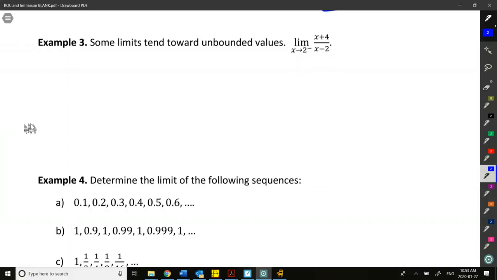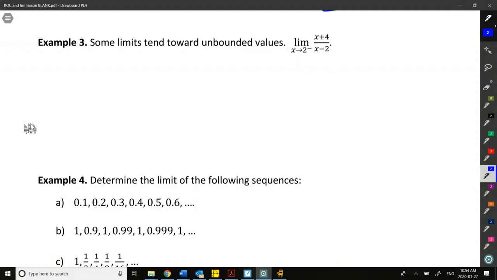You should also notice, what's the restriction on this function here? X can't equal 2. So if I'm trying to evaluate a limit where I have a vertical asymptote, that's going to be a little tough, right? I'm probably going to get some problems when I try to evaluate this. If I tried to plug in 2 right now, I would get 6 over 0. And we know 6 over 0 is not a real number, right? So that actually should tell you, if you get number over 0, you're approaching an asymptote.